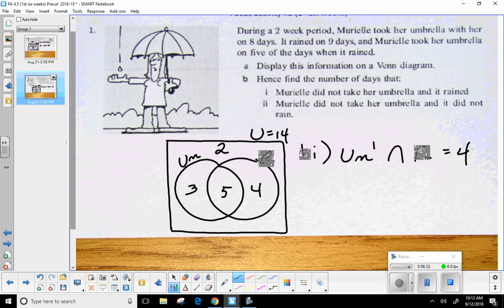Does anybody want to have me look at that in the Venn diagram? Anybody want me to shade that? Okay, you want me to do that? No, I have a question. Those would represent days where she did not take her umbrella and it did not rain. Because see here, we know that 3 days she took her umbrella, but it did not rain. We know 5 days where she did take her umbrella and it did rain. And we know that 4 days it rained, but she didn't bring her umbrella.